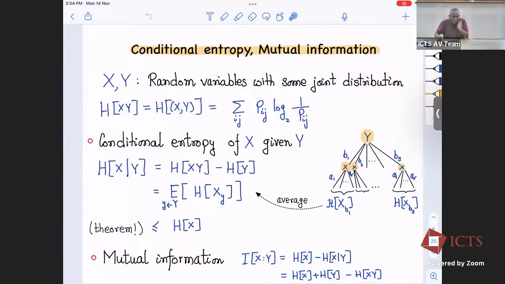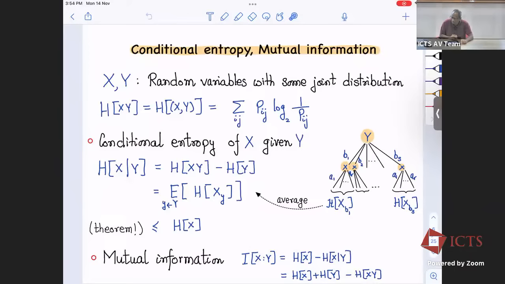And this entropy of X given Y is never more than the entropy of X. This needs to be proved, again because some function is convex, but this is true. Once we have proved this, we can enjoy its benefits, which we did when we proved the Loomis-Britney inequality. We said conditional entropy can be no more than the entropy itself.